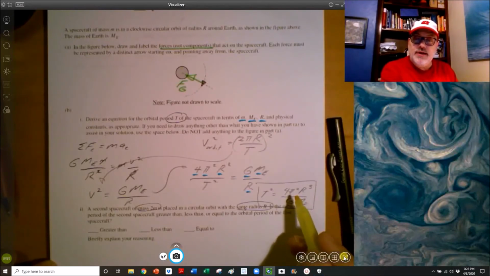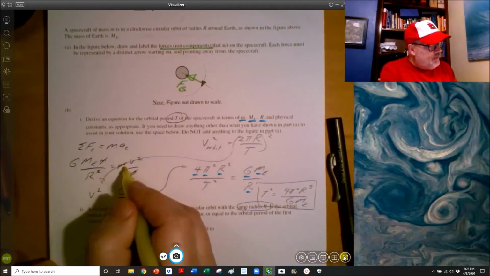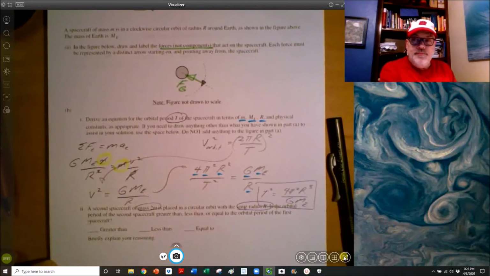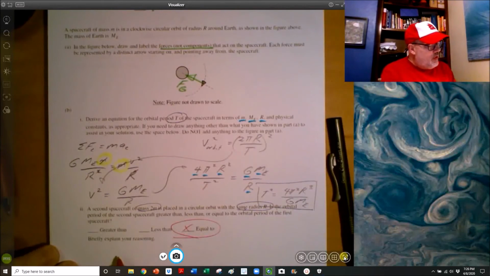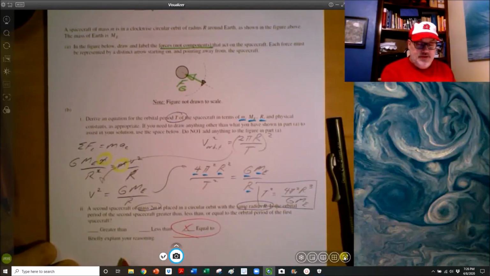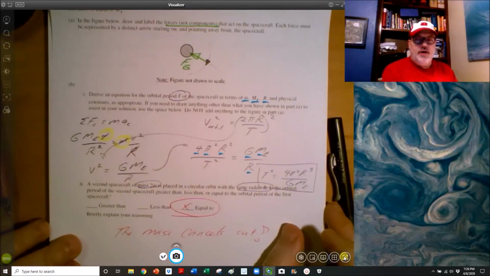I don't see our little m because our little m canceled out way over here, which means that it's irrelevant. It doesn't make any difference. So the answer is it won't change. It will stay equal to what it was before, and your brief explanation is the mass cancels out. And that's all you need to write.